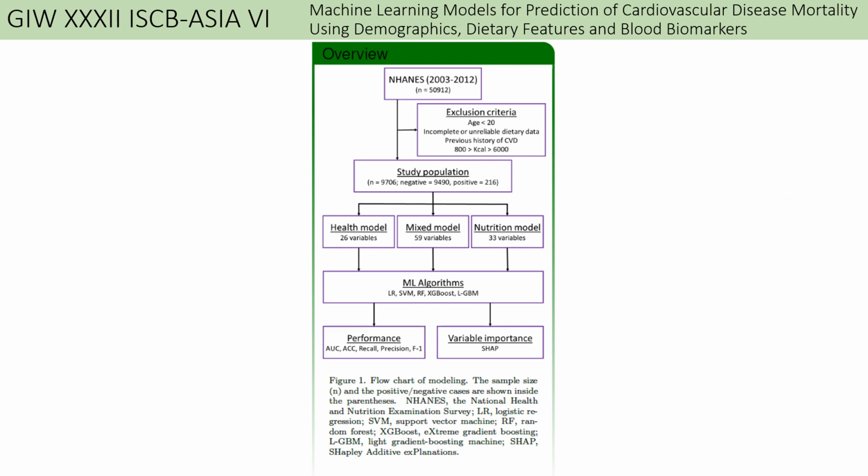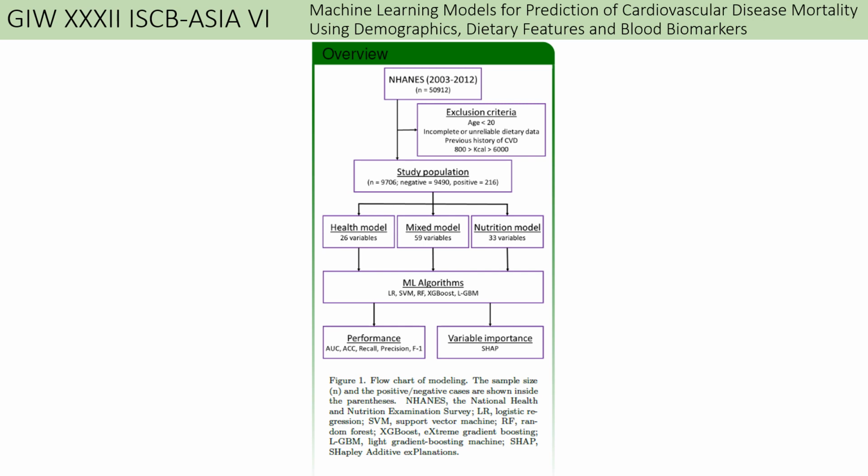This is the flowchart of our study. Our dataset comprised 50,912 participants from the NHANES database, spanning the years 2003 to 2012. Participants provided detailed health and dietary information along with health examination variables. We excluded participants under 20, those with a history of cardiovascular disease, incomplete dietary data, or extreme daily caloric intake. This refined our study population to 9,706.